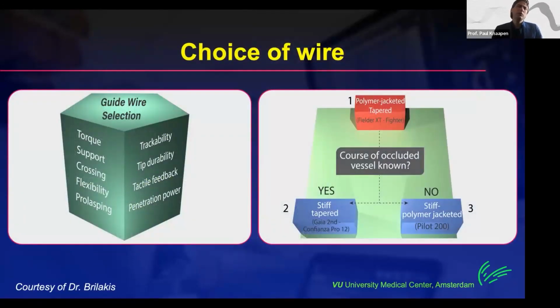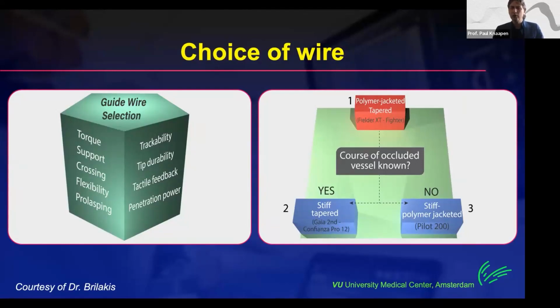So when you take a look at the choice of wires, we have all these guide wire selection characteristics: torque, support, crossing, flexibility, prolapsing, trackability, etc. But when I proctor, I always tell them, just start with a soft polymer jacketed wire. This could be like a Fielder XT-A or a Fighter or whatever, just anything soft polymer jacketed.